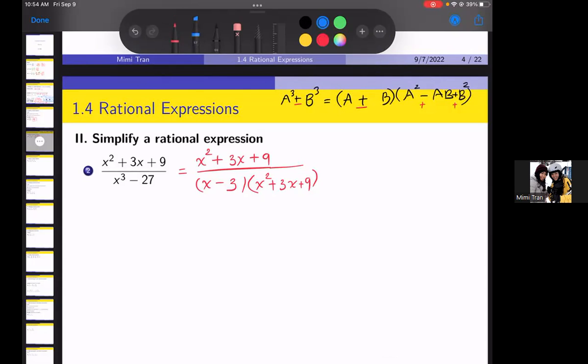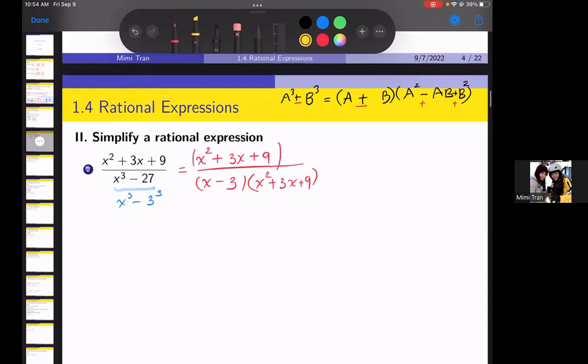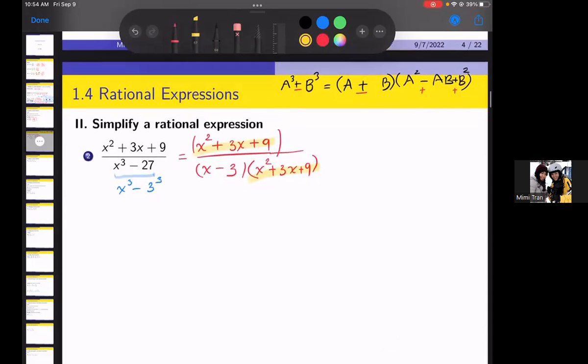So for this one, you can rewrite it as x cubed minus 3 cubed. So a is x, b is 3. All you do is plug in. Can I simplify something? Yes, right there and right there. So 2 primes. So it's equal to 1 over x minus 3.